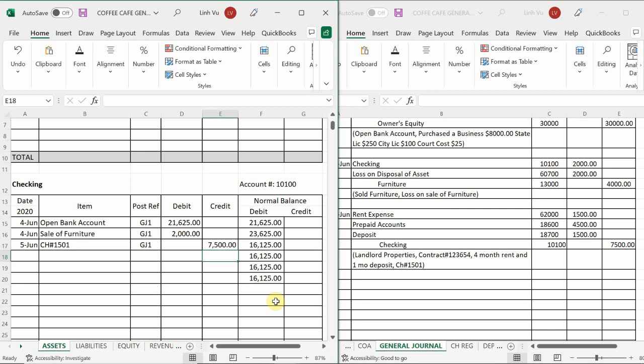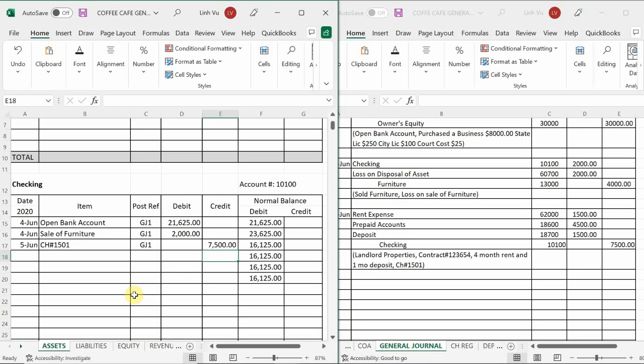16,125. Excellent. 16,125. Good. And guess what? That's what happens when you do your running balances. I don't actually have to double confirm that, right? Because I typed in that number and it automatically calculated for me.